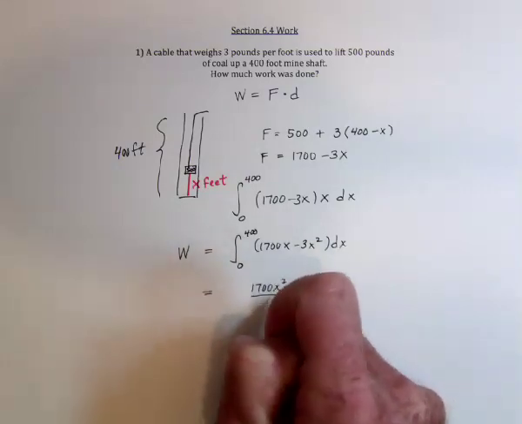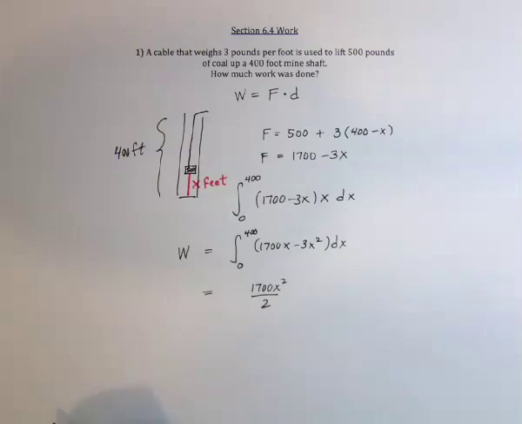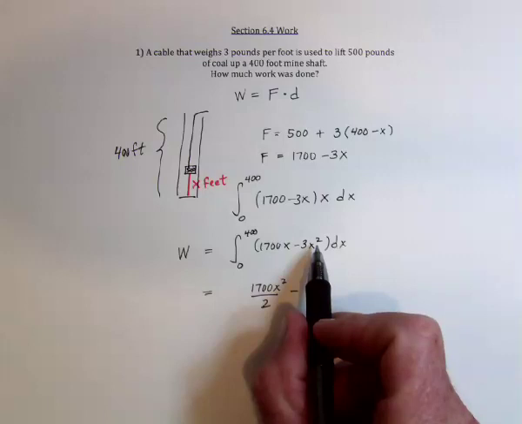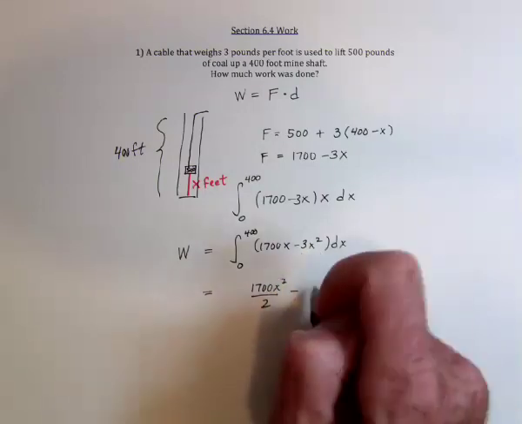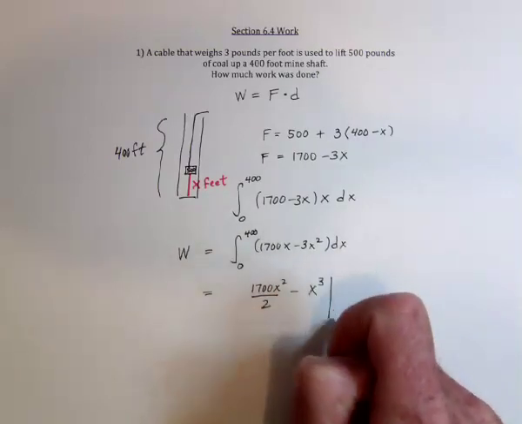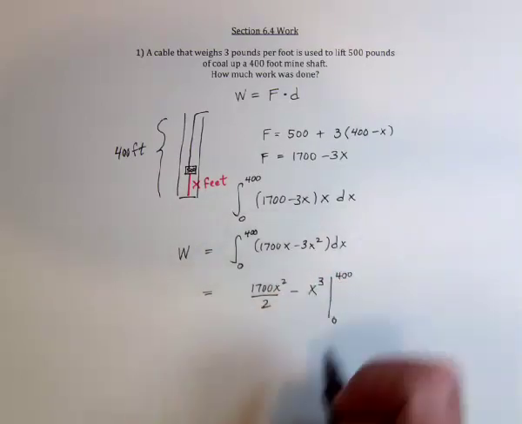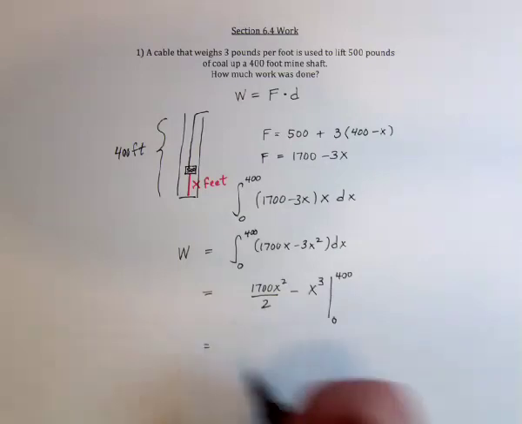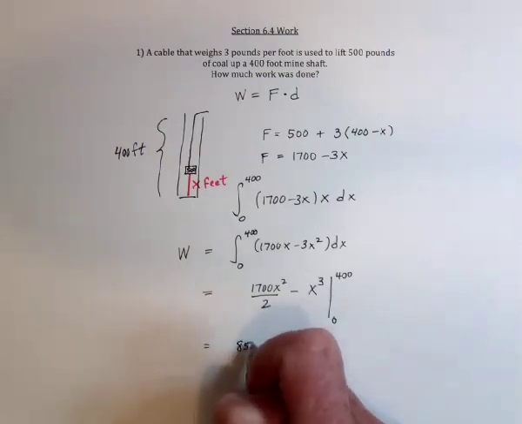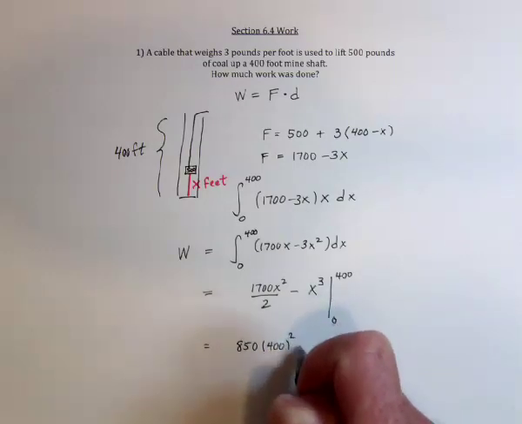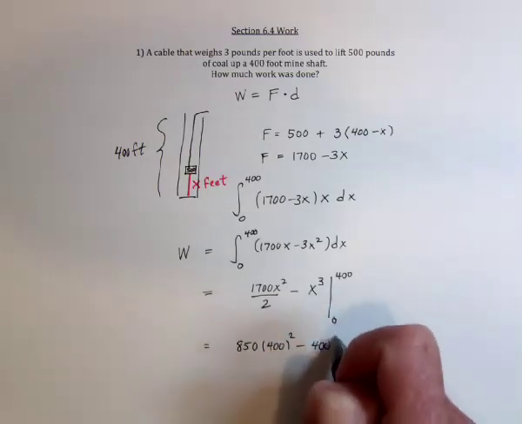1,700x squared over 2, or 850x squared, minus, and this would become x to the 3 over 3, canceling that 3. So it's just x cubed. And then all of that's evaluated from 0 to 400. And the 0 is not going to contribute anything to this. We just need to know how much is 850 times 400 squared minus 400 cubed.